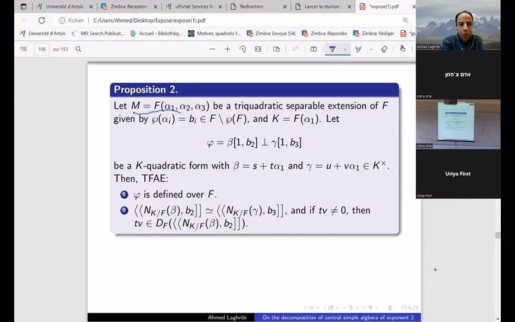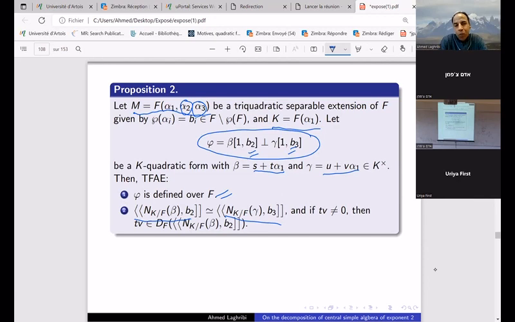You take M, a separable triquadratic extension, and you take K = F(alpha_1). And over K, you consider this form. Here you have b_2, related to alpha_2, and b_3, related to alpha_3. And beta is like this, gamma is like this. These are scalars in K. And the proposition says that this form is defined over F if and only if we have this isometry that you see between twofold quadratic forms.